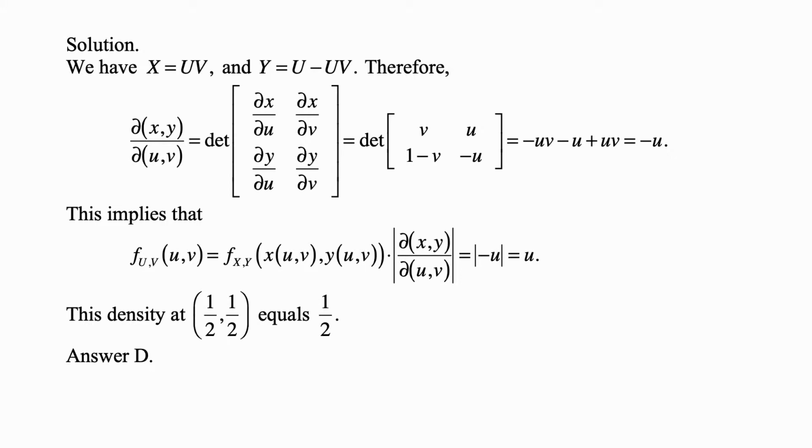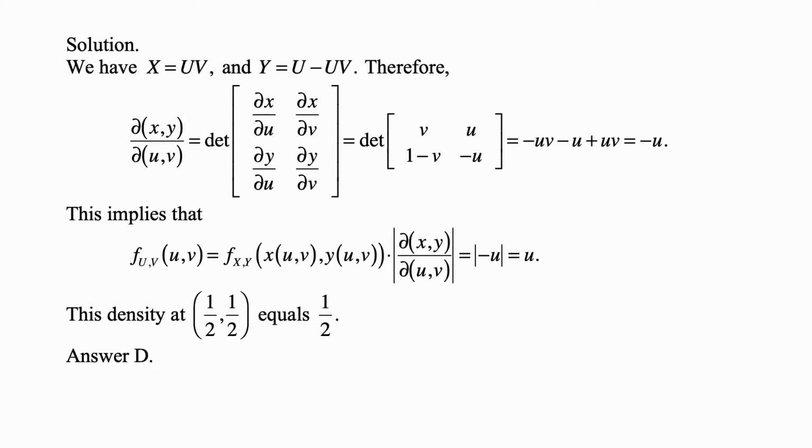So partial derivative of x with respect to u, where x is equal to uv, is v. Partial derivative of x with respect to v is u. Partial derivative of y with respect to u, where y is equal to u minus uv, is 1 minus v. And partial derivative of y with respect to v is minus u. The determinant of this matrix is v times minus u minus u times 1 minus v. So that's minus uv minus u plus uv, and that's minus u. The absolute value of that is going to be u.